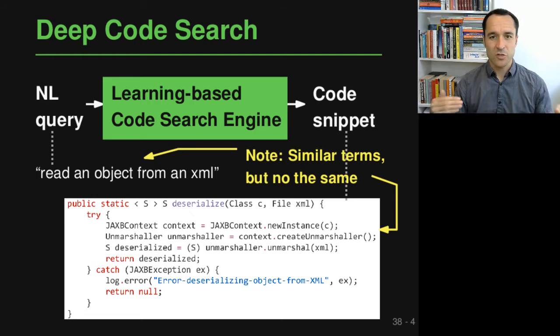So if you would just compare the words with each other, it would be difficult to find this piece of code given the query. But because this deep code search uses a joint vector space of natural language words and programming language tokens, it is able to see that reading and unmarshalling are somewhat related, and therefore it can return this code snippet.